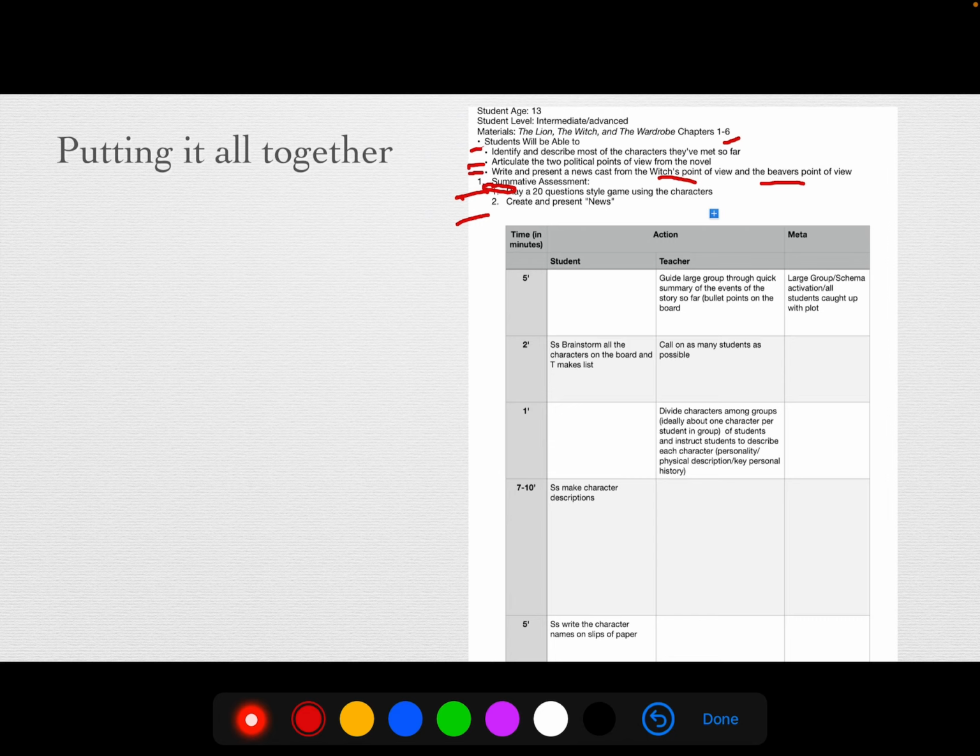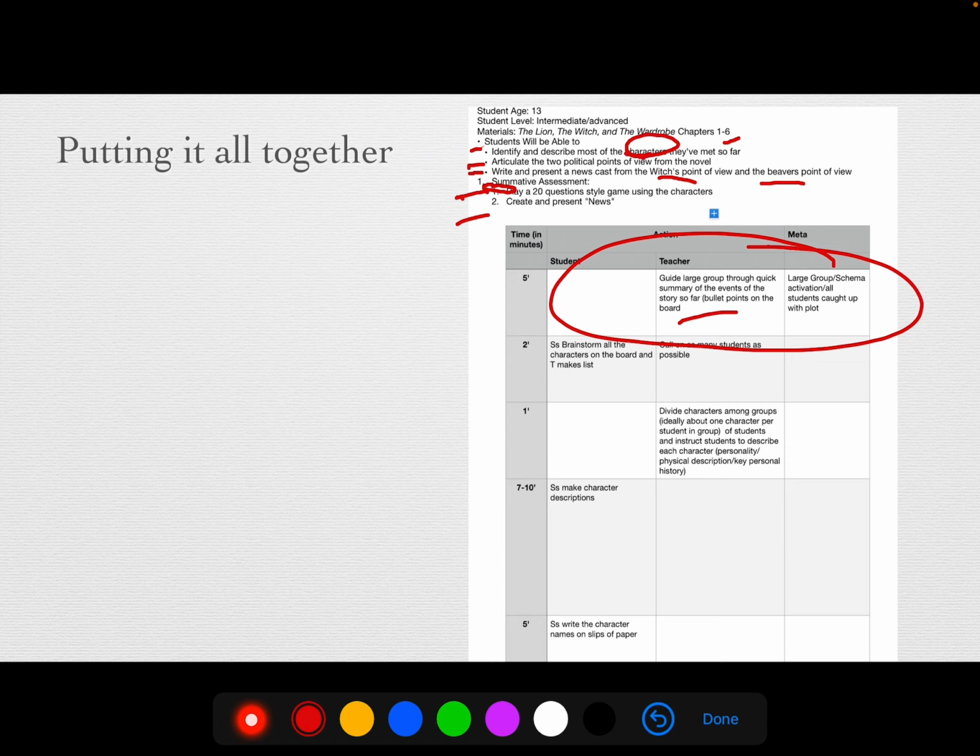So first of all, I'm going to start with this part about characters. So my assessment here: identify and describe most of the characters they've met so far. As you can see right here, for the teacher, it says guide large group through quick summary of the events of the story so far. This is something that when I teach literature or use a novel with younger learners, I always do this at the beginning of every lesson.